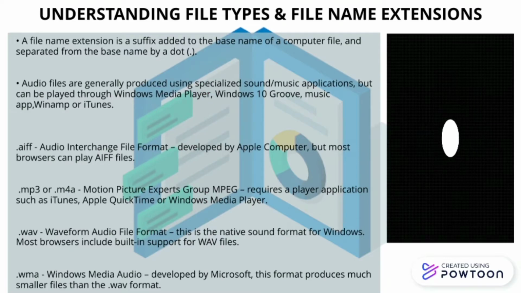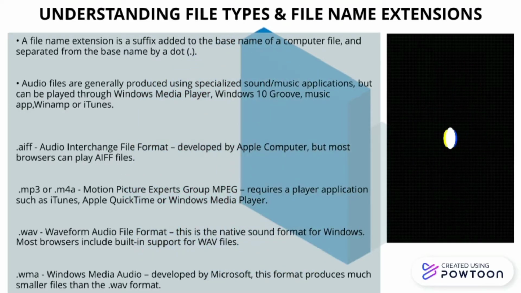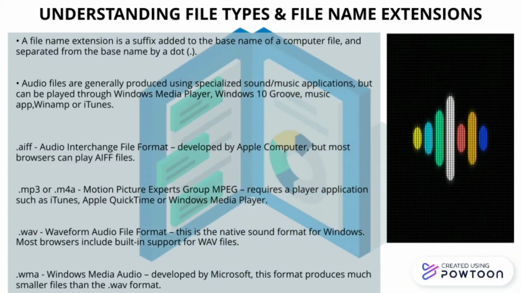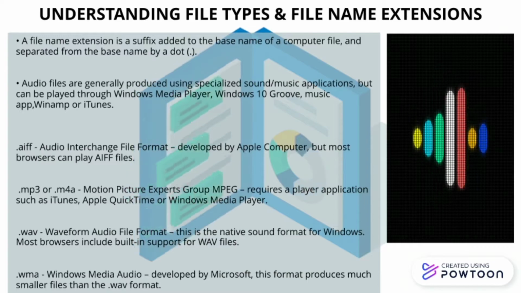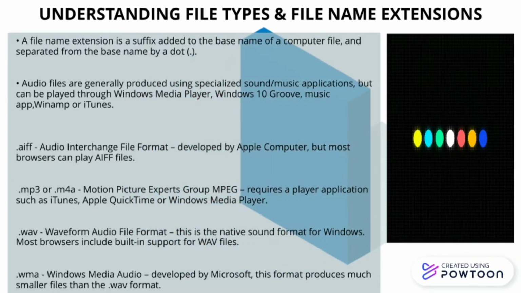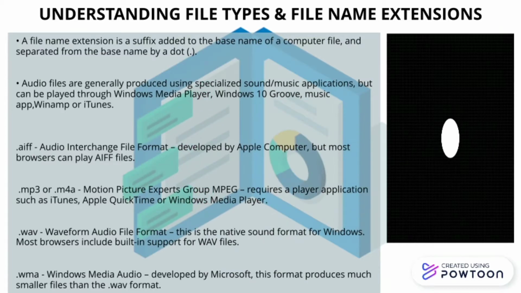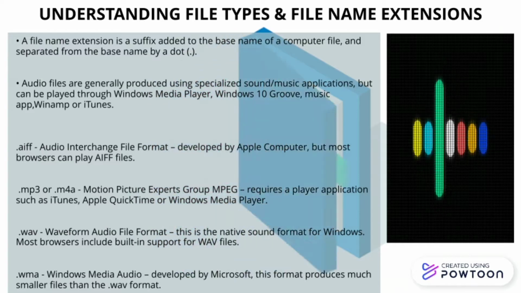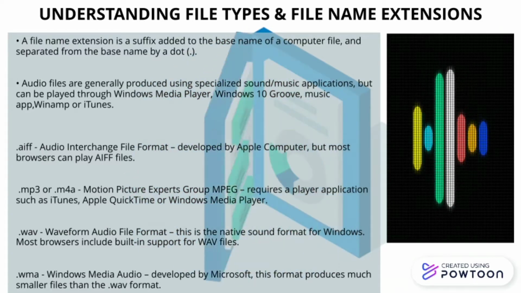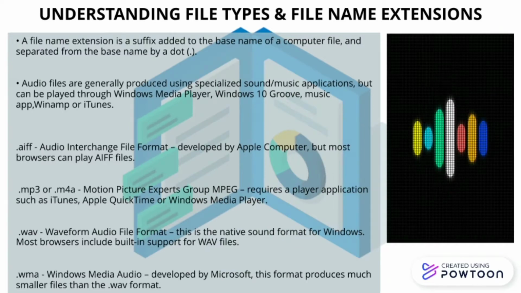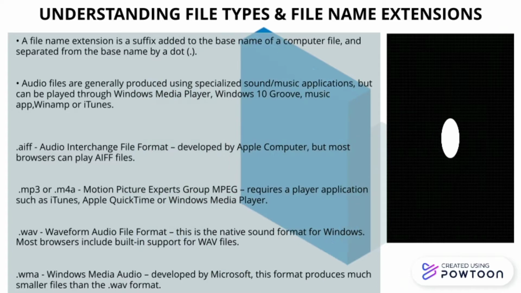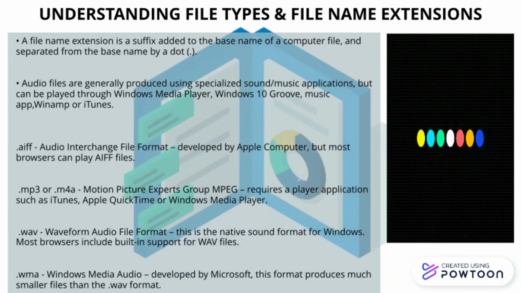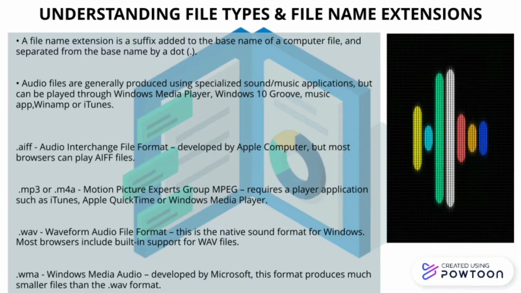A file name extension is a suffix added to the base name of a computer file and separated from the base name by a dot. Audio files are generally produced using specialized sound/music applications, but can be played through Windows Media Player, Windows 10 Groove Music App, Winamp, or iTunes. .aiff, audio interchange file format, developed by Apple Computer, but most browsers can play AIFF files. .mp3 or .m4a, Motion Picture Experts Group MPEG, requires a player application such as iTunes, Apple QuickTime, or Windows Media Player.